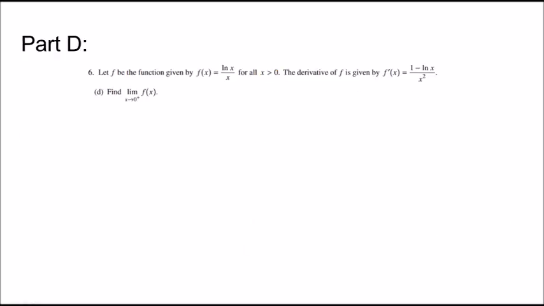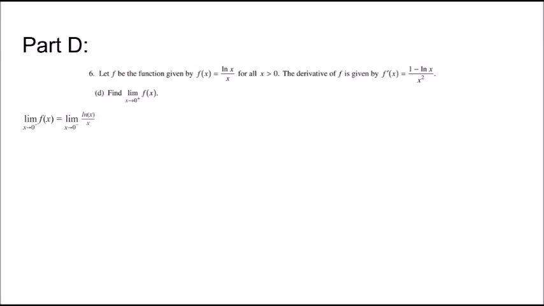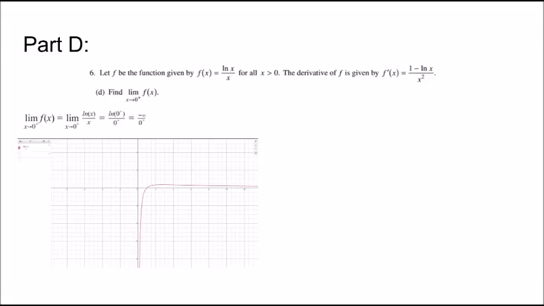Part D asks us to find the limit of f of x as x approaches 0 positive. Remember, that's like 0.00000000001. It's just above 0. And to do this, we substitute 0 positive into f of x, which gives us the natural log of 0 positive all over 0 positive.